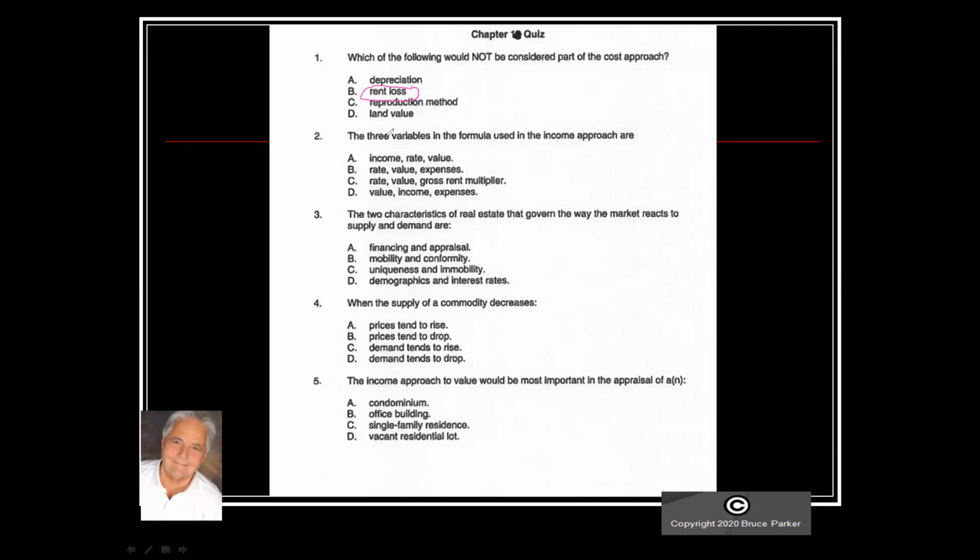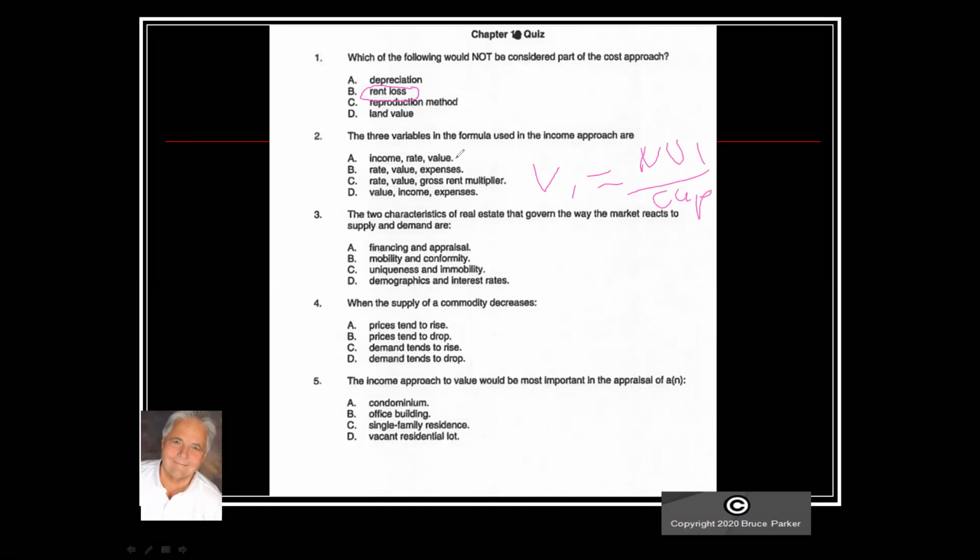Question number 2, the 3 variables in the formula used in the income approach. And again, it's value by income is equal to NOI divided by cap rate. So income, rate, and value. That's the formula. We don't use rate, value, and expenses. We don't use gross rent multiplier. That's not value by income. We don't use value, income, and expenses because that doesn't have the cap rate in it. So our answer is income, rate, and value for number 2.